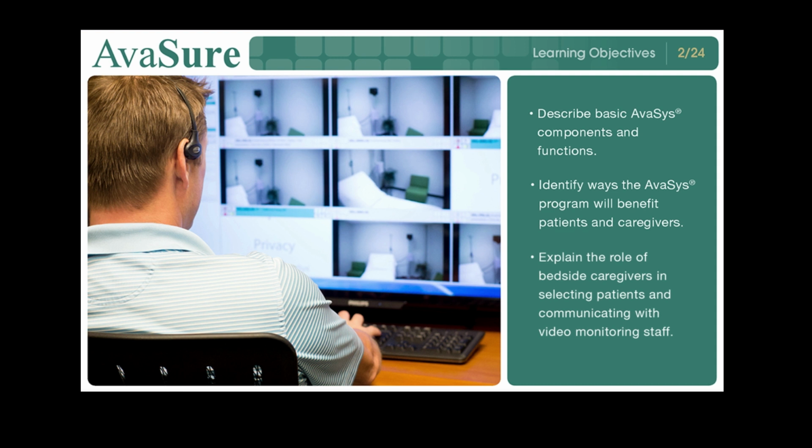In this course, we will describe basic AvaSys components and functions, identify ways the AvaSys program will benefit patients and caregivers, explain the role of bedside caregivers in selecting patients, and communicating with video monitoring staff. By the end of this course, you should be confident and ready to assist in implementing the AvaSys TeleSitter monitor.